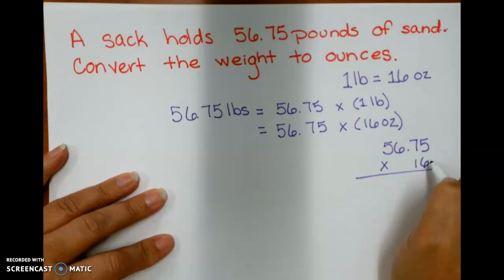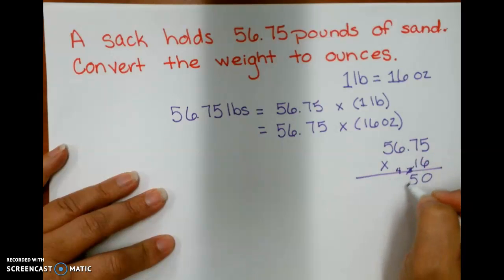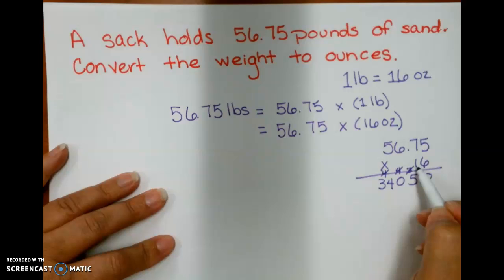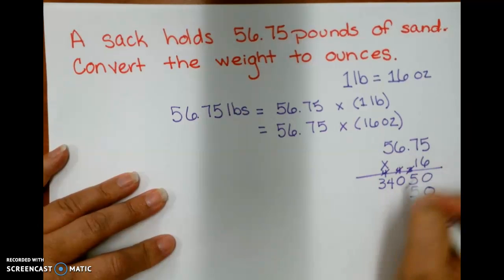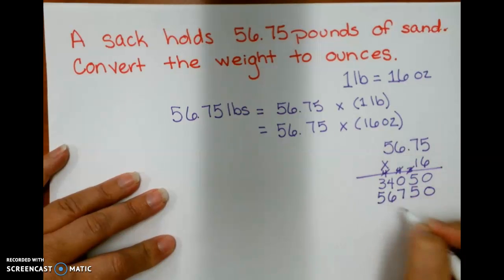So 6 times 5 is 30. Write down my 0, regroup my 3. 6 times 7 is 42, plus 3 is 45. 6 times 6 is 36, plus 4 is 40. And 6 times 5 is 30, plus 4 is 34. Now I'm going to multiply by my tens digits, so I need my 0 in my ones place. 1 times 5 is 5. 1 times 7 is 7. 1 times 6 is 6. 1 times 5 is 5.